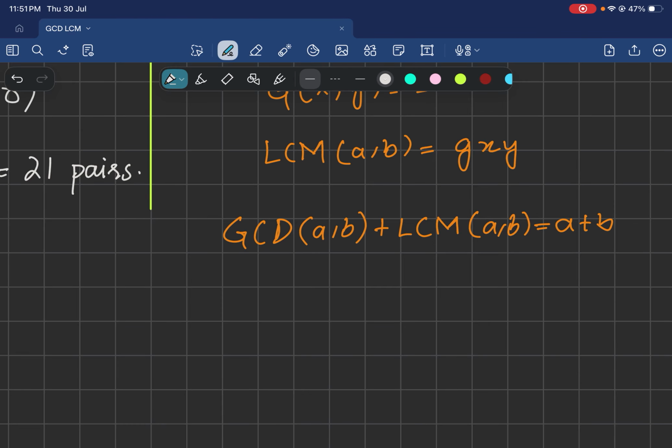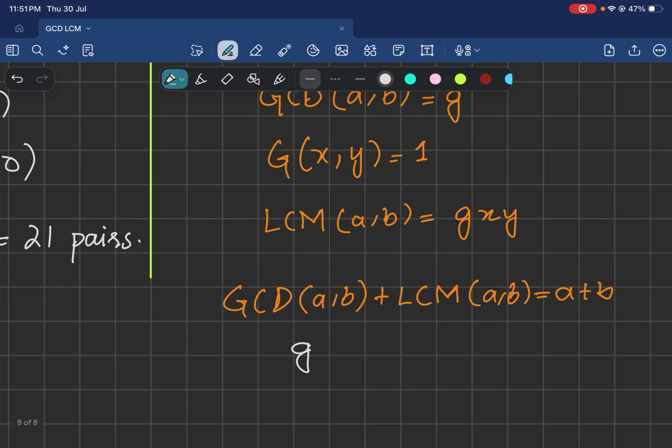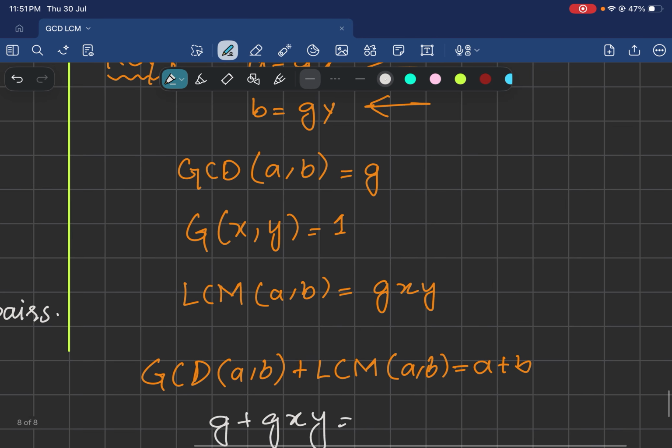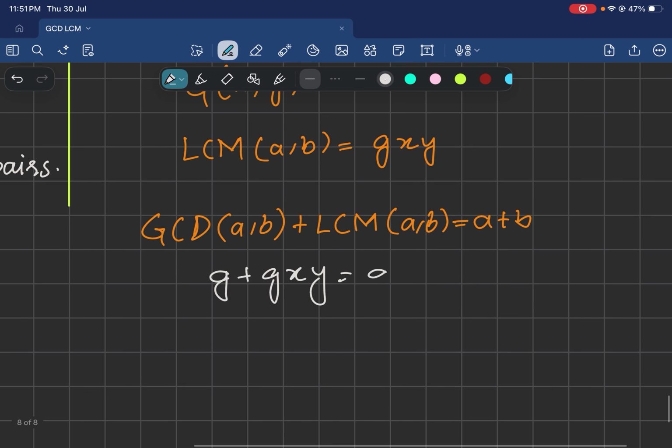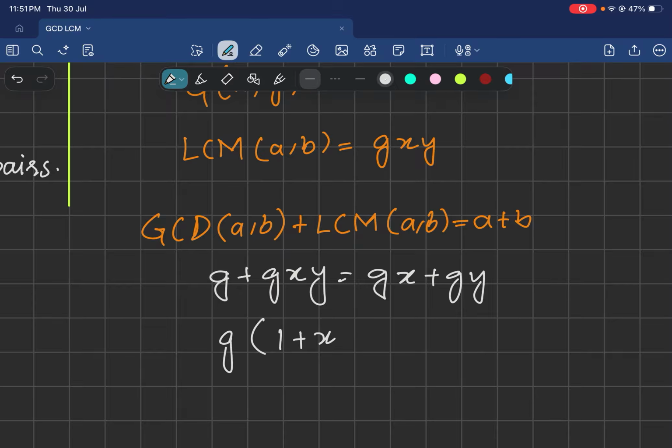So I plugged it in, and then I got G plus GXY, and the value of A is GX, and the value of Y is GY. I plugged it back here: GX plus GY, GX plus GX plus... I take G common, and then I get 1 plus XY, and then G take common, X plus Y.